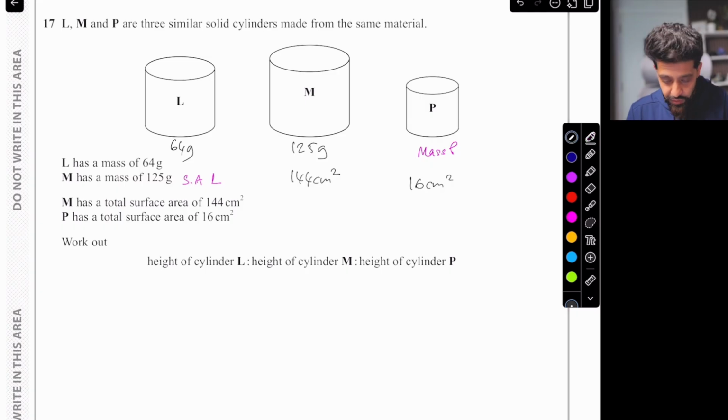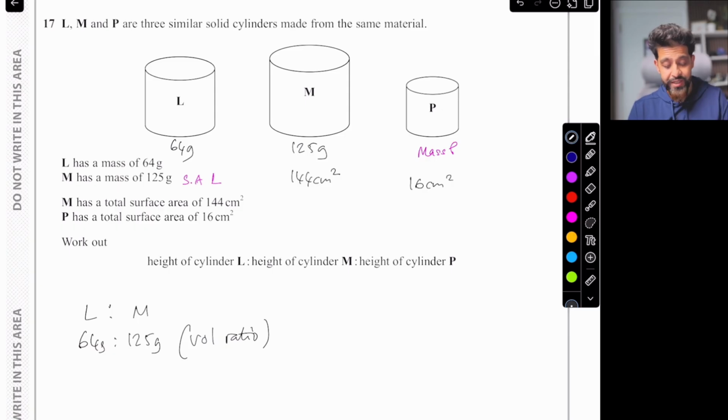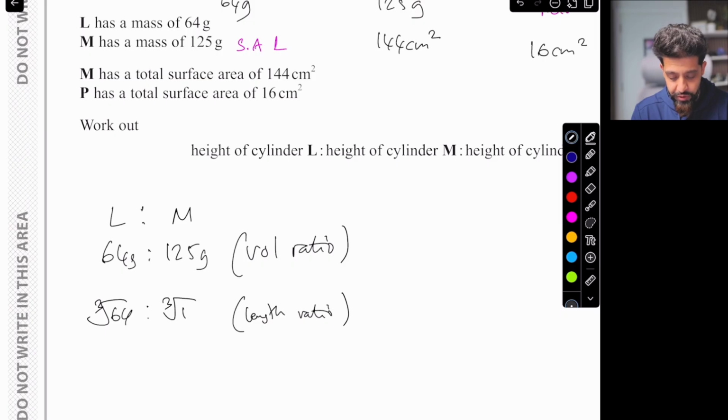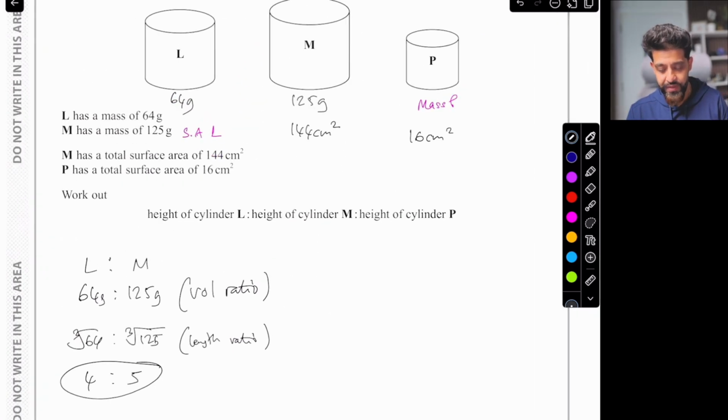Let's start off by comparing L to M and put 64 grams and 125 grams. This we know is our volume ratio. You can simplify 64 and 125 to make life easier for you if you want, but it's not necessary because you need to go down to the length ratio anyway, and these are nice numbers. So how do you go down to the length ratio? You cube root 64 and cube root 125. The cube root of 64 is 4, and the cube root of 125 is 5. So that is your length ratio between L and M.